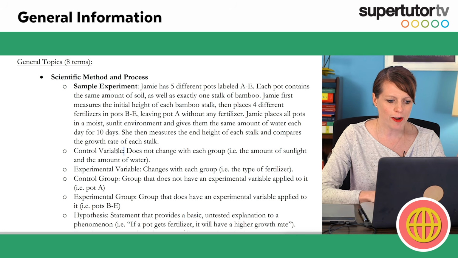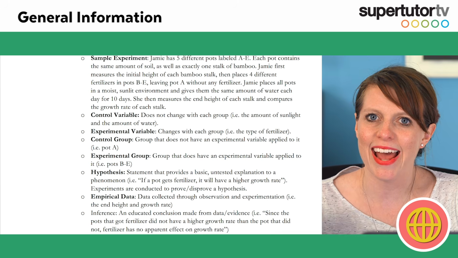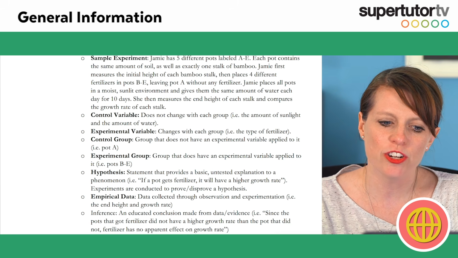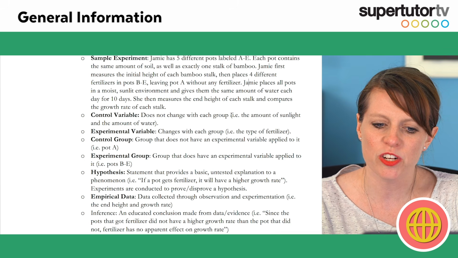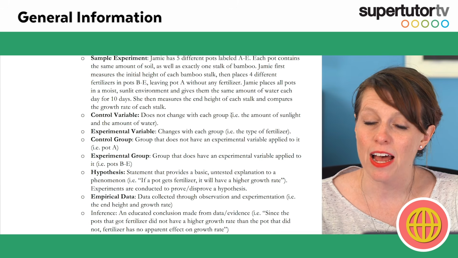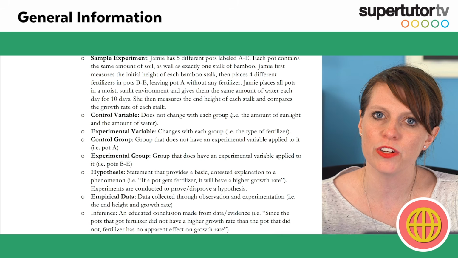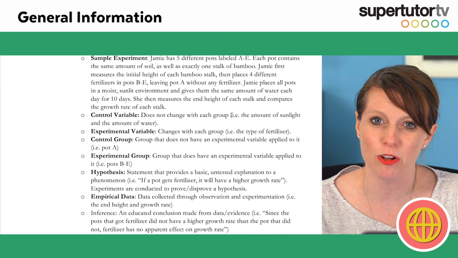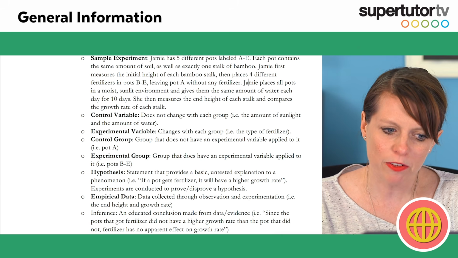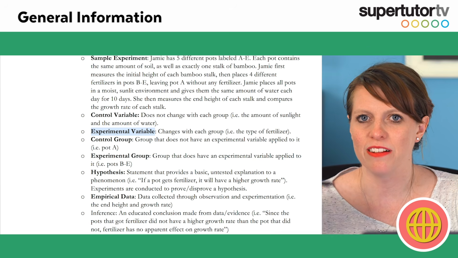So the control variable, this is a term that you're going to see on a lot of ACTs. The control variable is something that I, as the experimenter, control. So a control variable here, it's not going to change with each group. From group to group to group, it's going to be identical. So the length of time, 10 days, that's a control variable. The amount of sunlight, the amount of water, all those are control variables because they're the same for every single pot, okay?